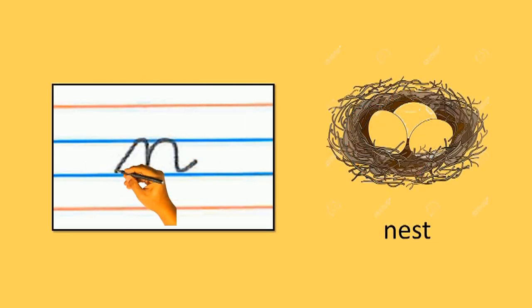Letter N. Start from the second blue line. Slant line up to the first blue line. Make a curve down to the second blue line. Go up again, make a curve, come down and out. N, N, nest.